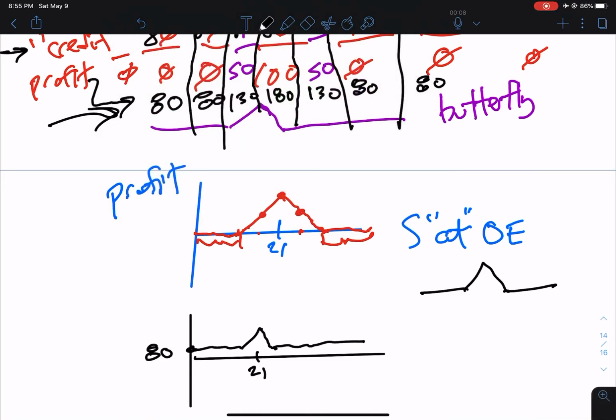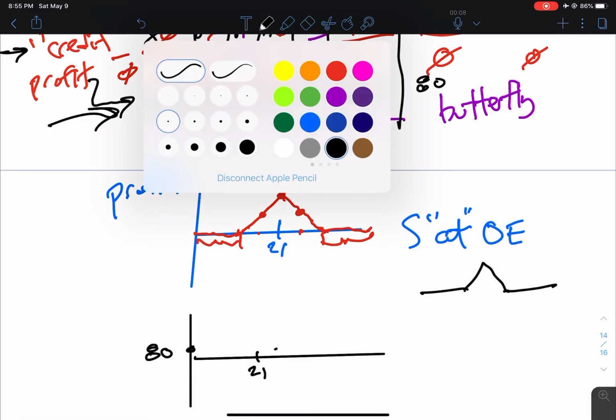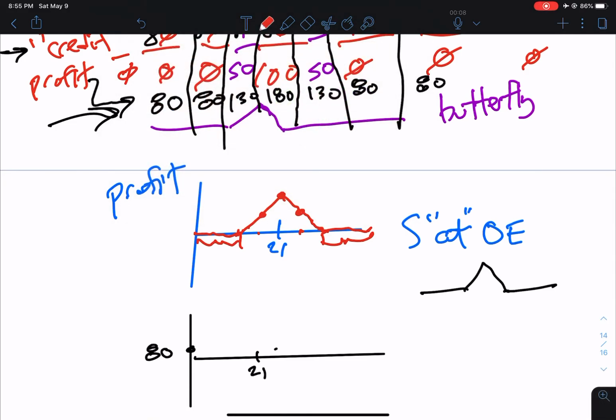So first thing I want to do is go here and erase this. And then I'll go to a different color, red. Now I'll go.